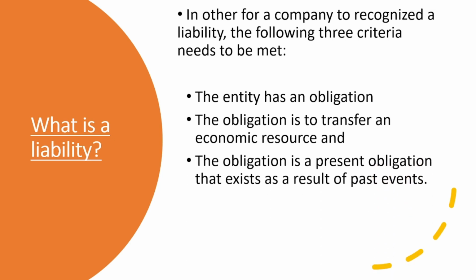The third one is that the obligation is a present obligation that exists as a result of a past event. It exists if the entity has already obtained economic benefit, for example, consumed goods and services, or taken an action, for example, operating in a particular market, and subsequently the entity will or may have to transfer an economic resource it would not otherwise have had to transfer.